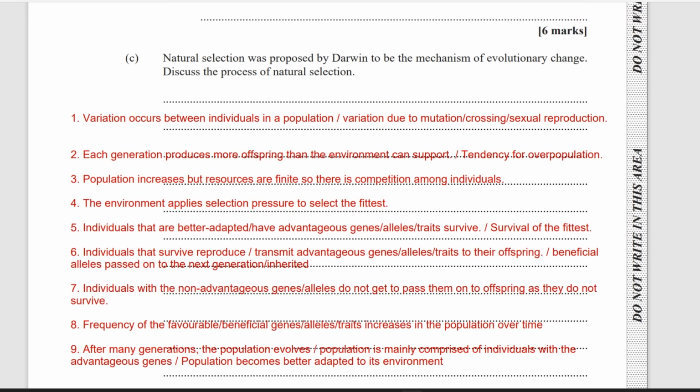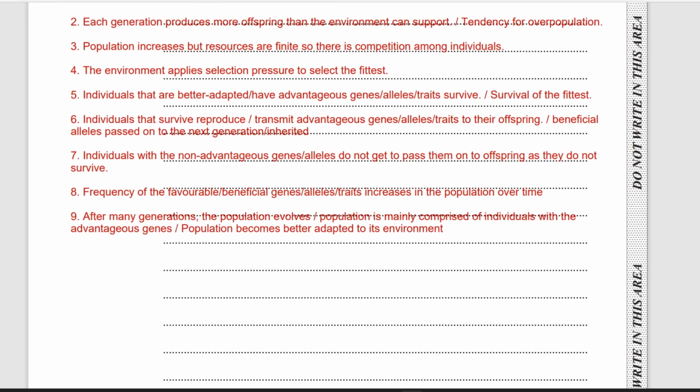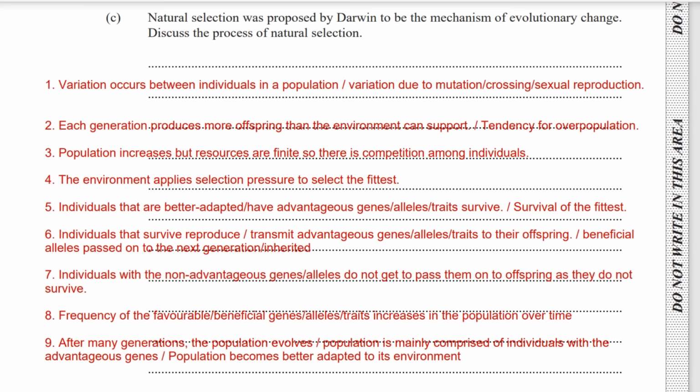Right, so the last thing we have here is an easy one, which is to discuss the process of natural selection. And there's the amount of marks. The marks are below the sketch here. So this is 8 marks. So you see I put 9 points, right?